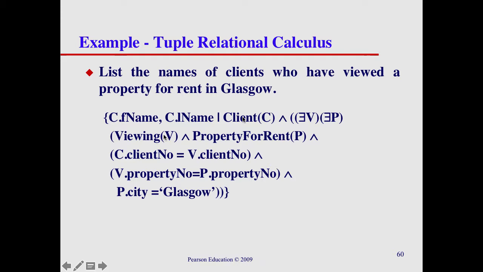So we want any client for which there is a tuple in the viewing relation and a tuple in the property relation, such that the viewing tuple has the same client number as our client, and the property number associated with that tuple has an entry in the property relation where the city is Glasgow. Okay?